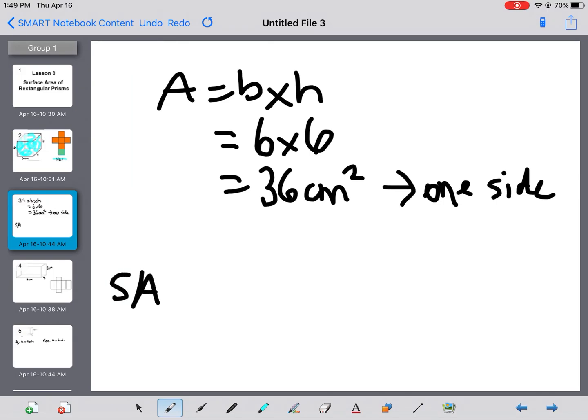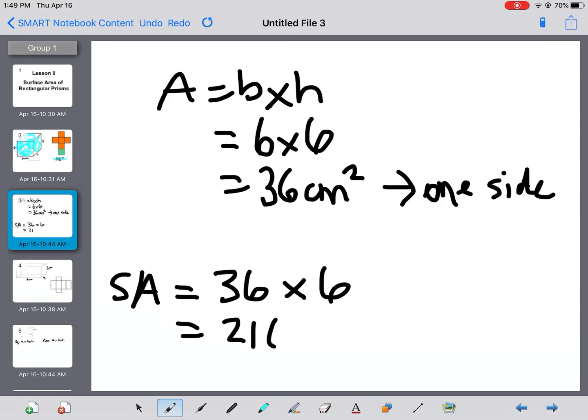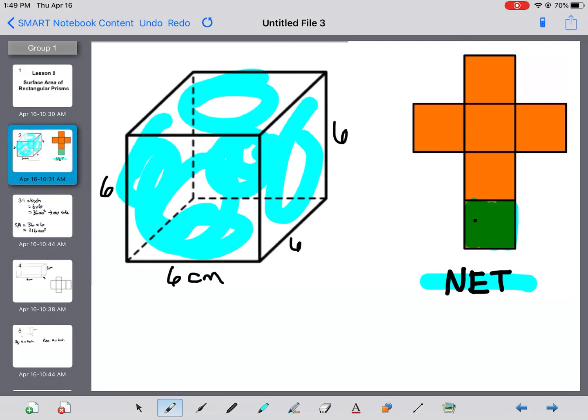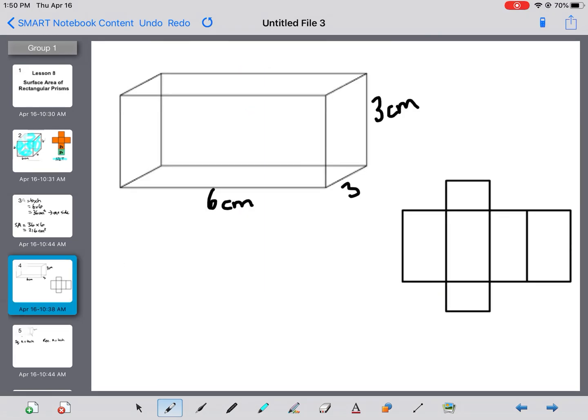And then since, like I said, cubes have the same measurements for each side, to find the surface area, all you do is take that one side and multiply it by the number of sides. 36 times 6, you end up with a surface area of 216 centimeters squared. So cubes are pretty simple, like I said, because each of the sides has the same area, and you just go from there, you multiply by 6.